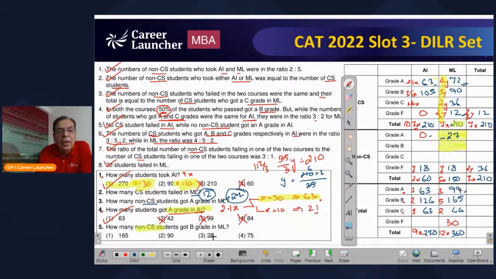And the last question, how many non-CS students got grade B in ML? That is this number. These are 90, and the total is 165. So 165 minus 90 is 75. Correct answer. Now, please notice, I have not filled up the table completely. Actually, I did not need to fill up this part also. This is what I mean by saying your job is not to fill the table.